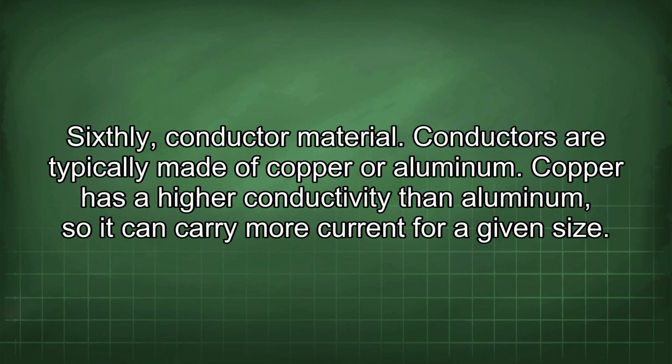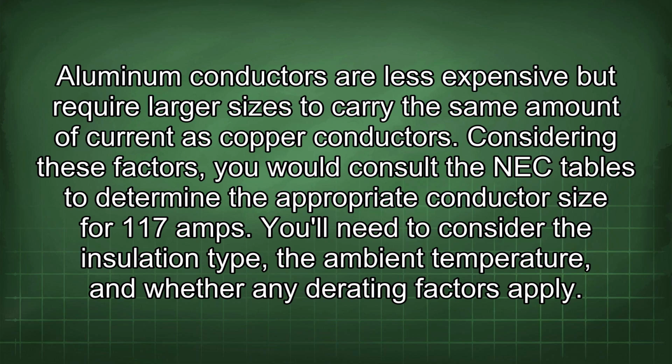Sixthly, conductor material. Conductors are typically made of copper or aluminum. Copper has a higher conductivity than aluminum, so it can carry more current for a given size. Aluminum conductors are less expensive but require larger sizes to carry the same amount of current as copper conductors. Considering these factors, you would consult the NEC tables to determine the appropriate conductor size for 117 amps. You'll need to consider the insulation type, the ambient temperature, and whether any derating factors apply.